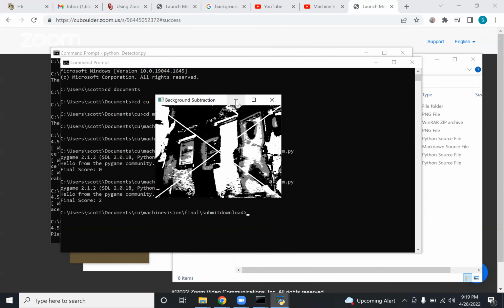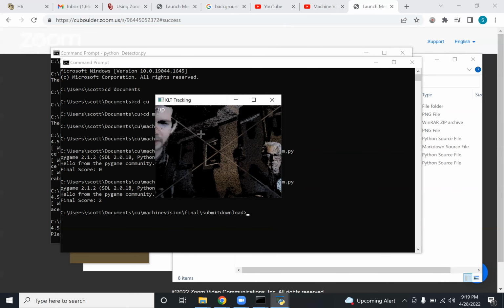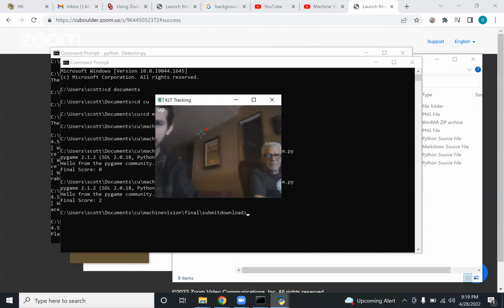So we talked enough about that. Let's do the other one. This is called KLT tracking. We talked about this before. Let's go over it again.